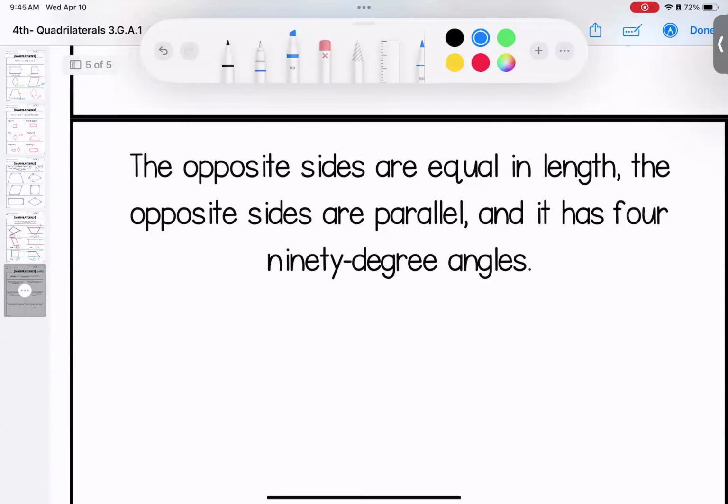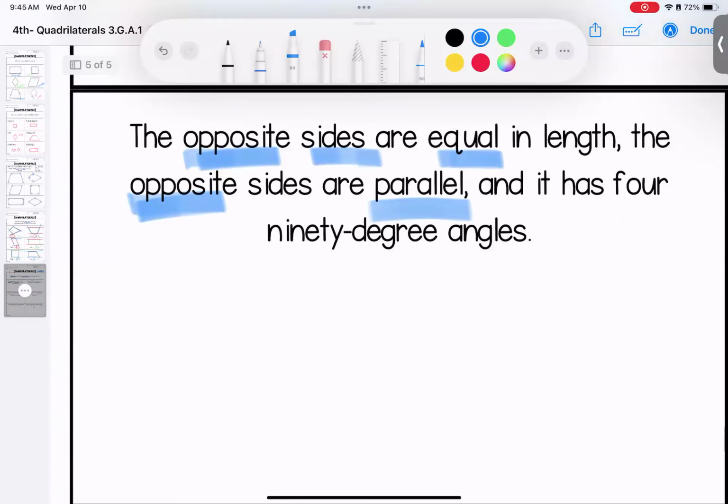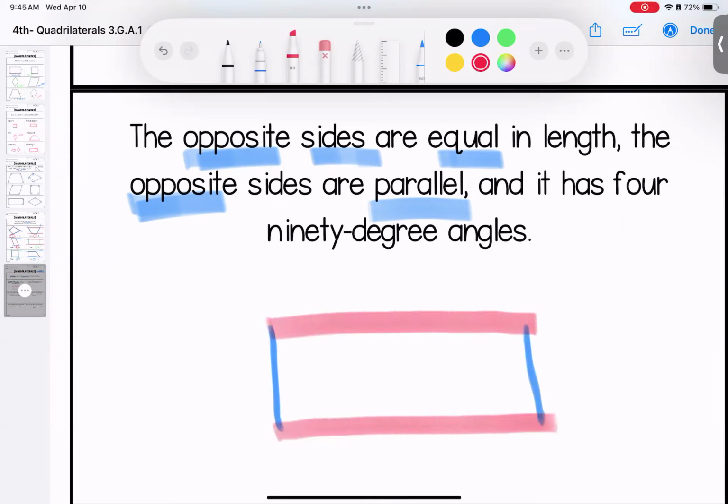So this says the opposite sides are equal in length. The opposite sides are parallel and it has four 90-degree angles. So if my opposite sides are equal, those two are equal. These two are equal. I have four right or 90-degree angles. This is a rectangle.